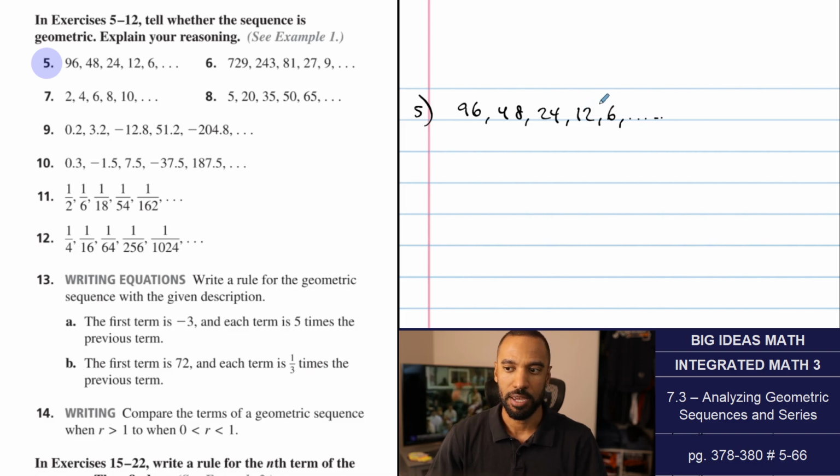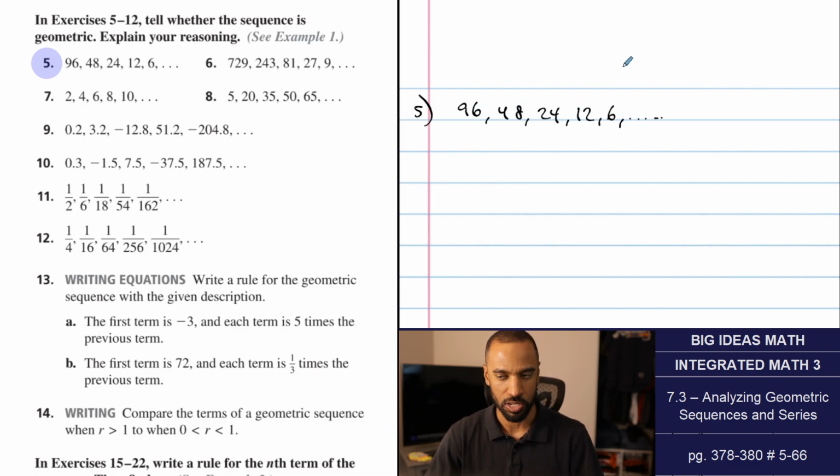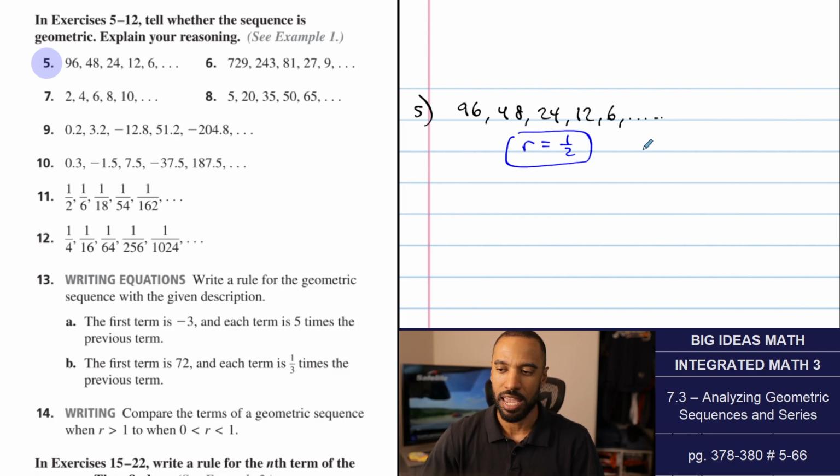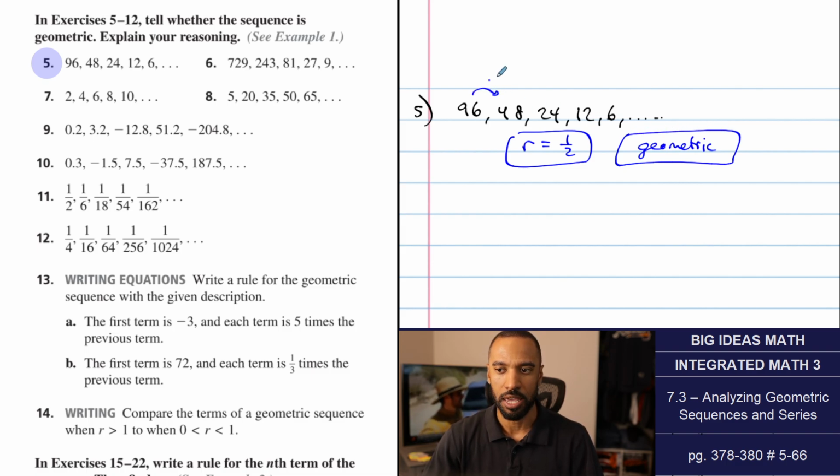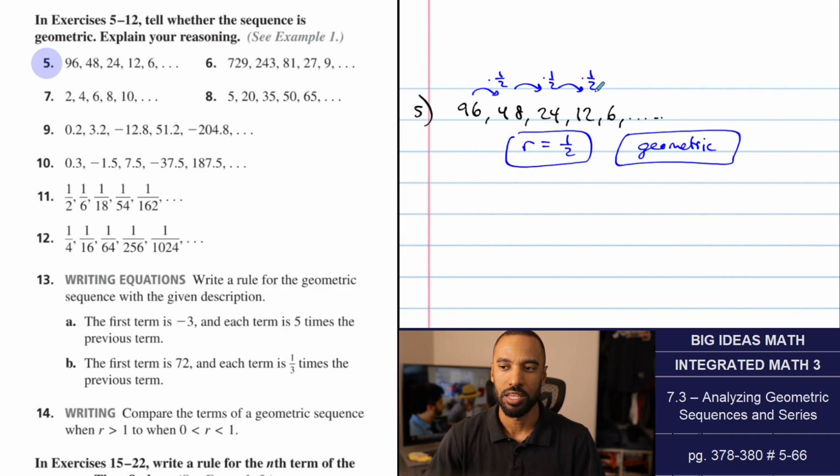Like for instance, I'm dividing by 2 here. These totally look like we're dividing by 2, and if you know half of 96 is 48, you're all good to go. So your common ratio is 1/2. That does make it a geometric sequence. Now, why is it 1/2? Because 1/2 is what you're multiplying by going from one number to the next. It's not 2. It is 1/2. That does make it geometric.